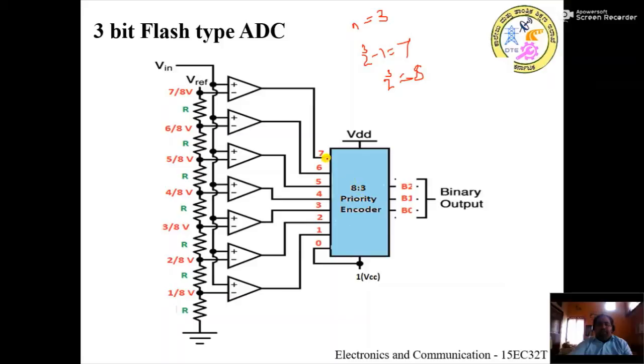And as per the priority function, a particular bit will take the precedence. The one which has the highest priority will take the precedence, and it is going to produce a binary 3-bit result as an output. So this is how a 3-bit flash type of ADC works.